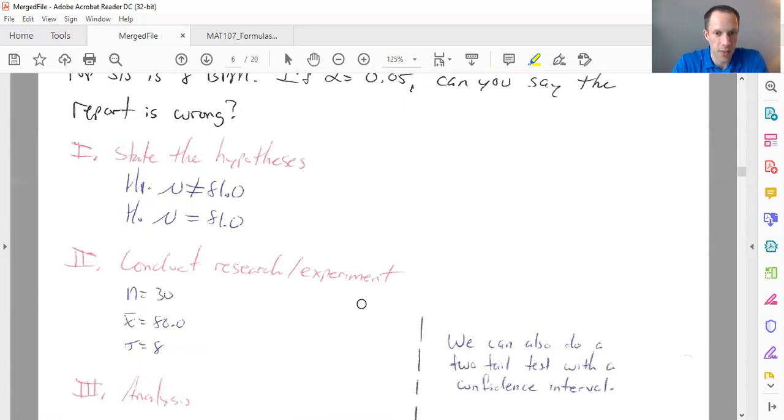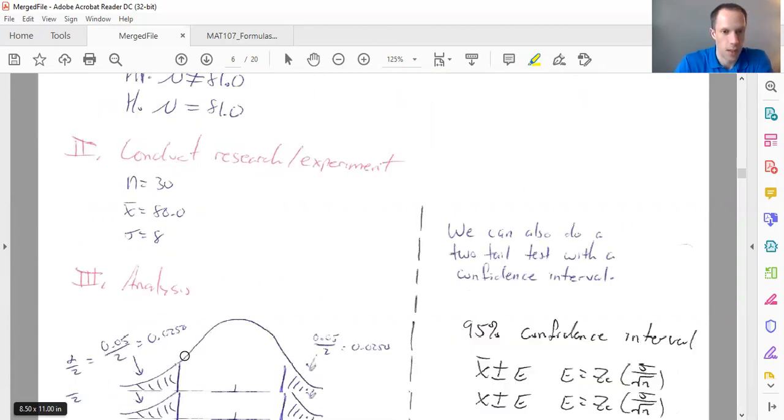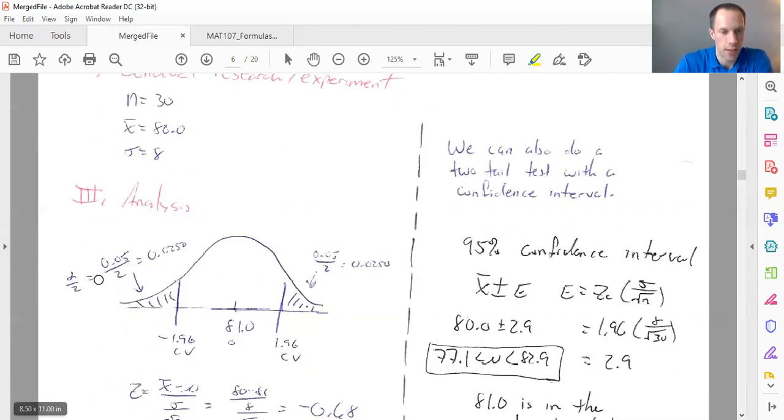Okay, let's conduct the experiment. In this case, we chose 30 people, got that sample's average heart rate, it was 80. And the standard deviation for the population, somehow, some way we found out it was equal to 8. Okay, now for the analysis here, again, we have 30 people in the sample, so the central limit theorem comes into play, and the sample average has a normal distribution.